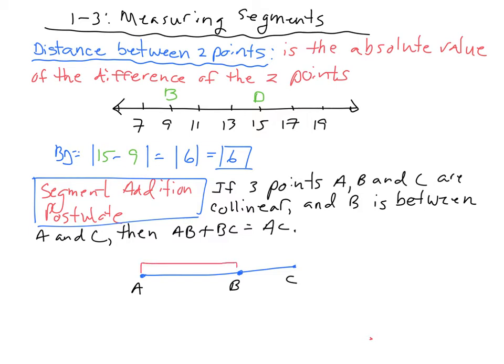plus the distance, so let me put this one in red, plus the distance from B to C, I'm going to put that one in green, represents the distance from A all the way to C. That makes sense, right? The two smaller pieces add up to give you that overall large piece.